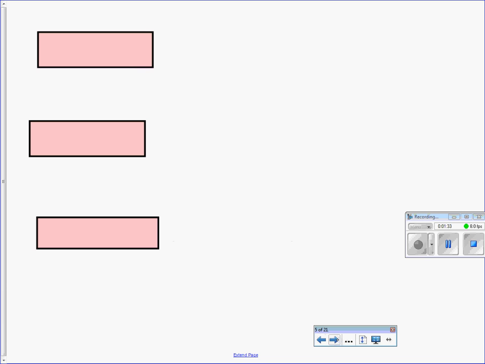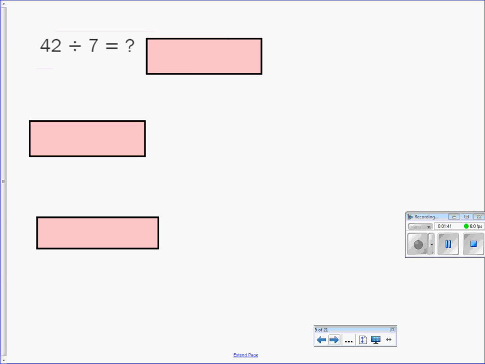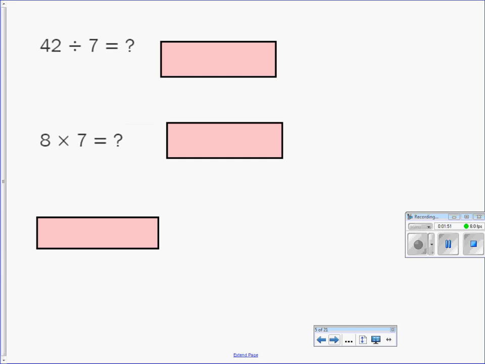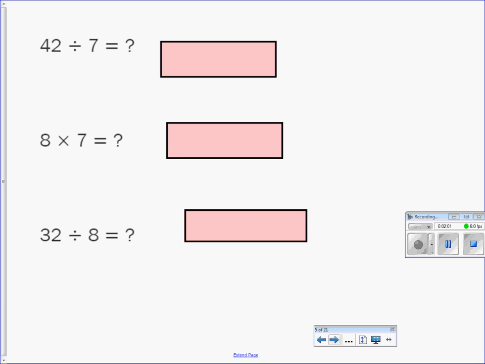Okay, the last group is the hardest of all three groups, but they still are facts that you should be working on and you should know. 42 divided by 7 would be 6. 8 times 7, okay, 8 times 7 would be 56. That would probably be the toughest one of the ones we're doing. And 32 divided by 8 would be 4. So the 8 times 7 might be one that we want to focus on, maybe.